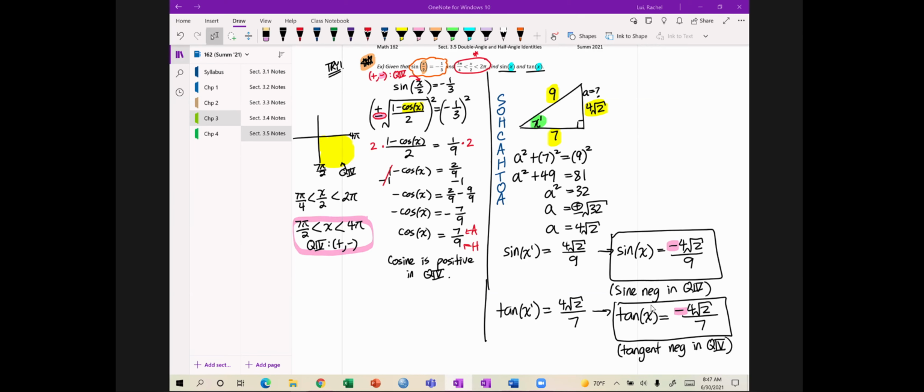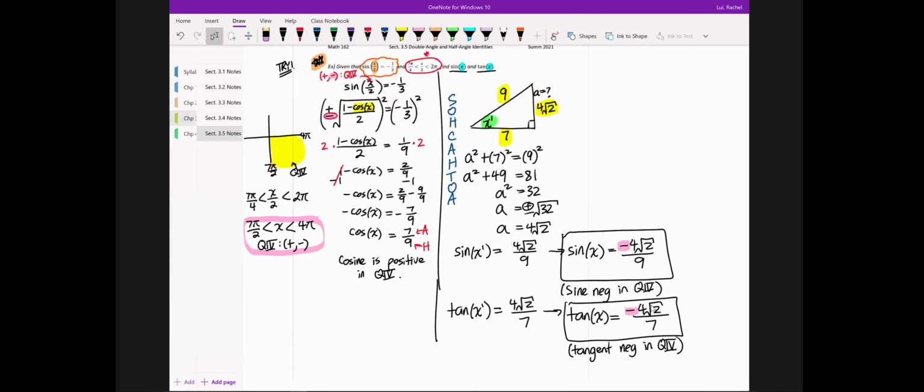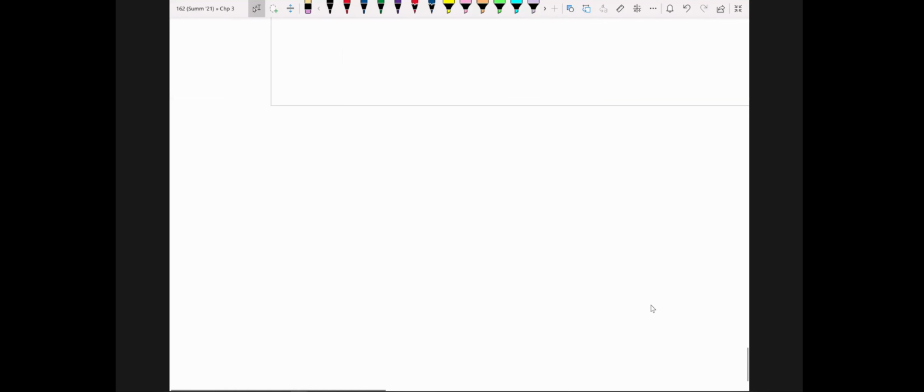Okay, we've wrapped up chapter 3. Let's write down the identities. Chapter 3 identities. And on your chapter 3 reference guide, these are the identities that we should take note of.